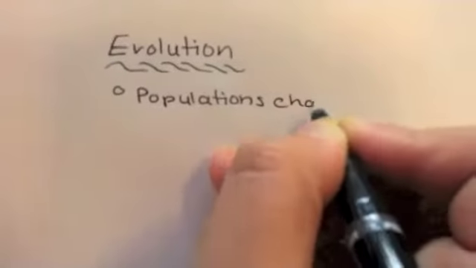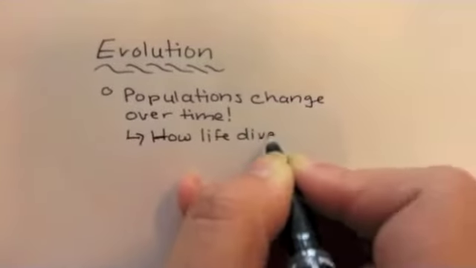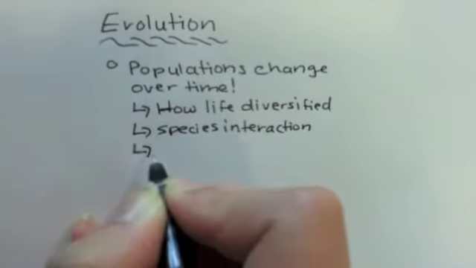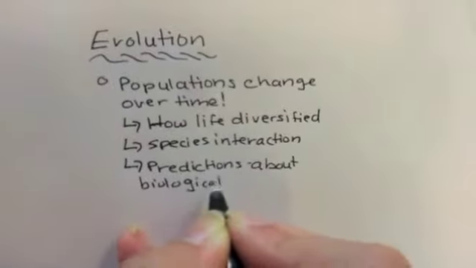Evolution. Evolution states that biological populations change genetically over time. The knowledge of evolution allows biologists to understand how life diversified and how species interact. It is also useful to help biologists make predictions about the biological world.